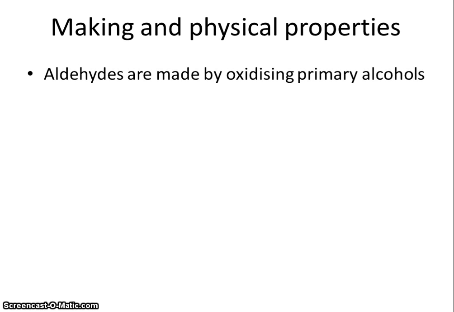Okay, making and physical properties. Aldehydes are made by oxidizing primary alcohols. Now, last year, you would have said that primary alcohols oxidize directly to carboxylic acids. But this year, I'm saying that they go through the step of making an aldehyde first.